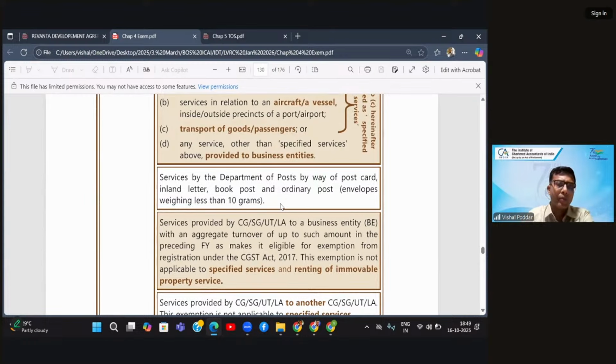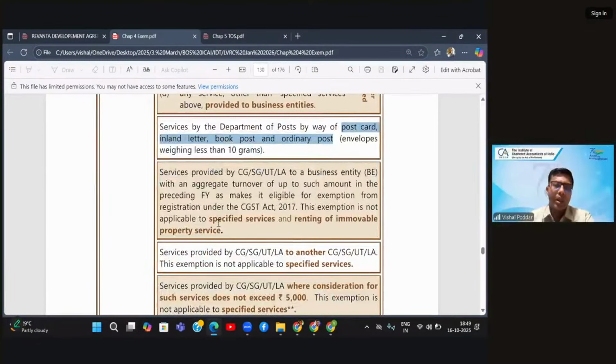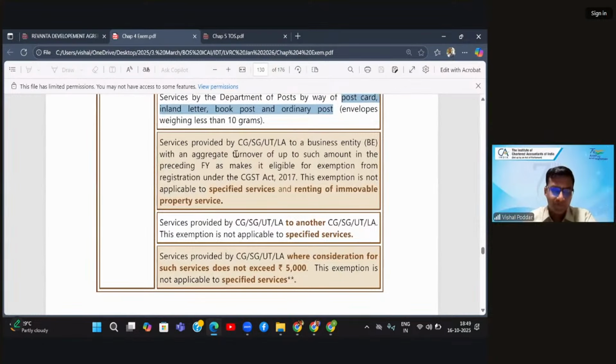What is exempt? Following services of post are exempt: the postcard charges, the inland letter charges, the book post charges, and any ordinary post where the weight is less than 10 grams. So all these services provided by the post department is exempt. But if you are going for a speed post service, you are going for RPAD service, or you are going for regular post, but where the weight is exceeding 10 grams, that is what is taxable.